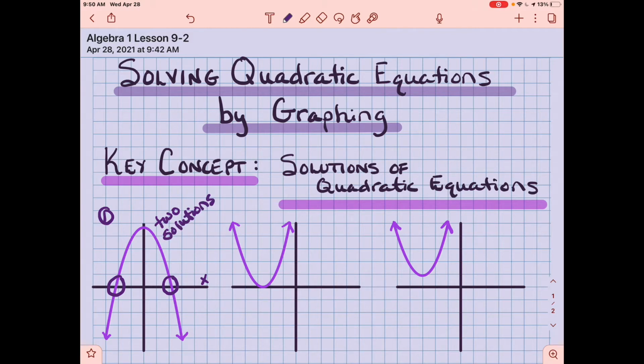In the second situation here, we will see that it just is going to come down and actually just touch the x-axis in 1 point. And in that case, we are only going to have 1 solution.